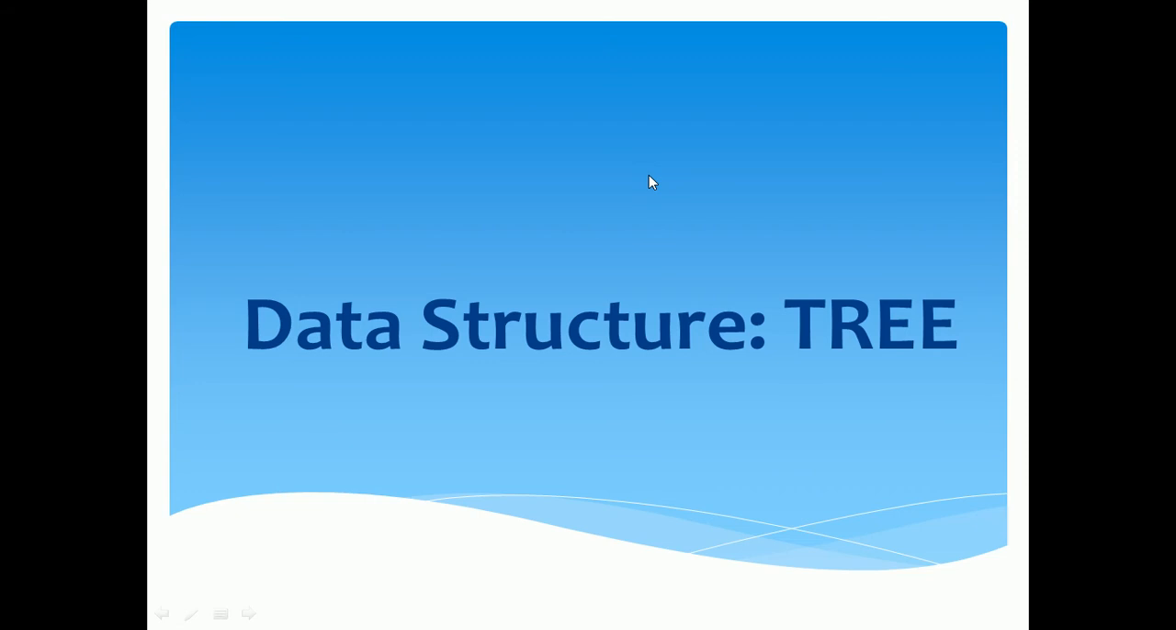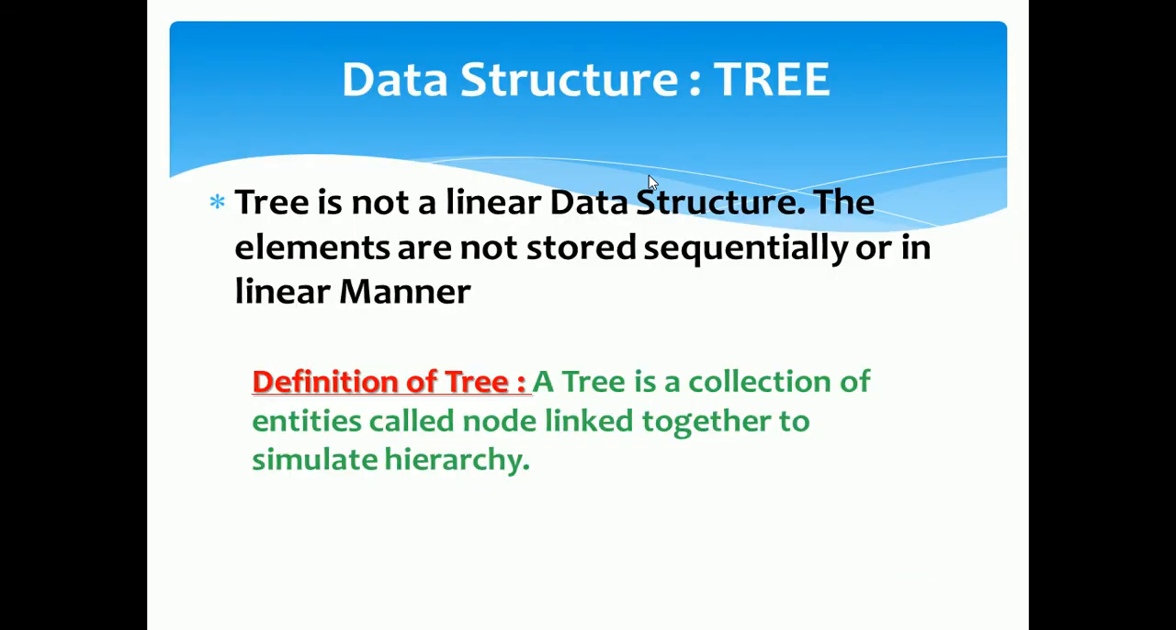Hey, in this video I'm going to discuss the data structure called tree. A tree is not a linear data structure like array, stack, queue and linked list. You can say that the elements are not stored sequentially or in a linear manner. So what will be the definition of tree? A tree is a collection of entities called nodes linked together to simulate hierarchy.